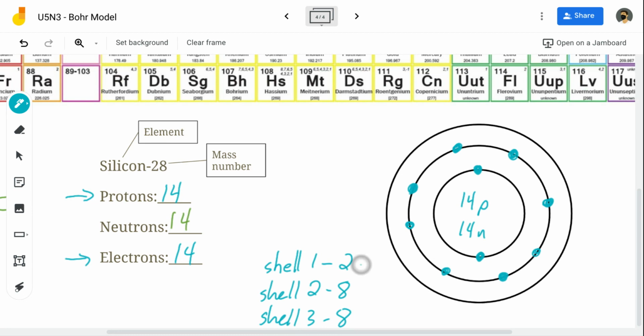And so at this point, we filled the first shell, we filled the second shell, and together that is 10 electrons, but we need 14. So we need the rest of the electrons to go on this last shell. And so since we have 14 total electrons, we already placed 10. We only need 4 more. We're going to put those 4 on the last shell: 1, 2, 3, and 4. And now our Bohr model is complete for silicon 28.